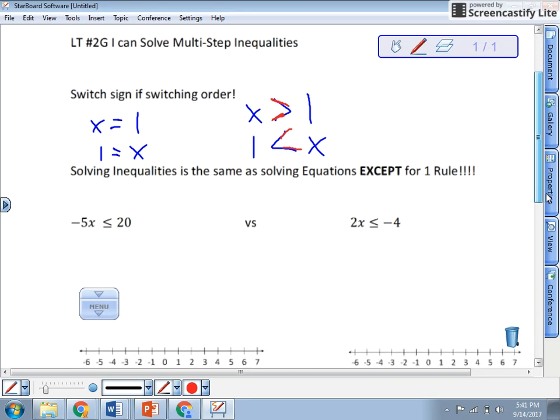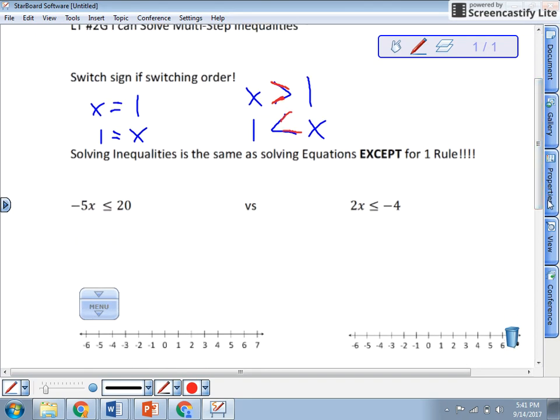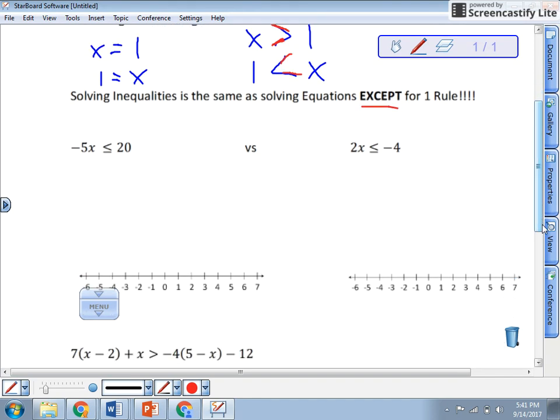Now, solving inequalities is the same as solving equations, except for one rule and one rule only. And here it is. Let's solve this problem on the left. I've got -5x is less than or equal to 20. So if I want to solve for x, I would divide each side by -5. When I do that, the -5's cancel out. So I'll just be left with x, and over here I'll have -4.